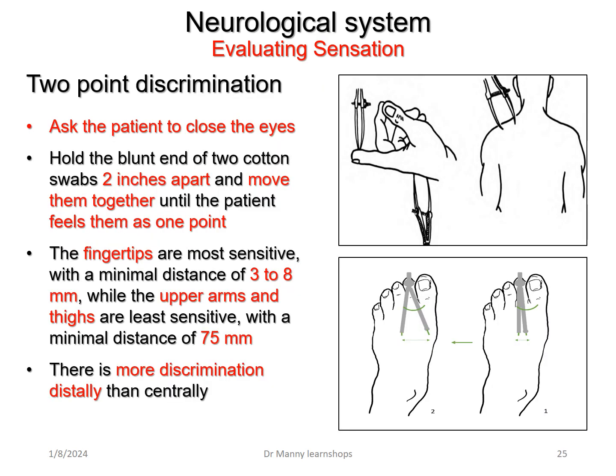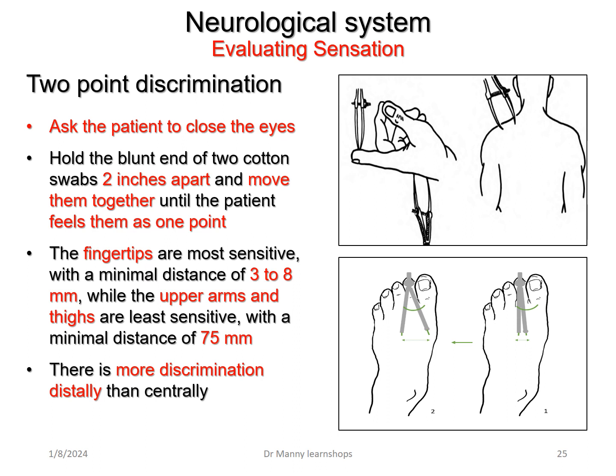There's another sensation evaluation called the 2-point discrimination test. And this is where you ask the patient to close their eyes. You hold a blunt end object 2 inches apart. You move them together until the patient feels them as 1 point.